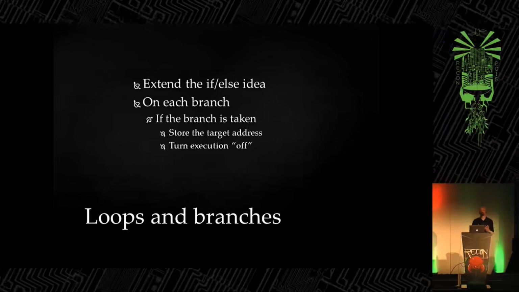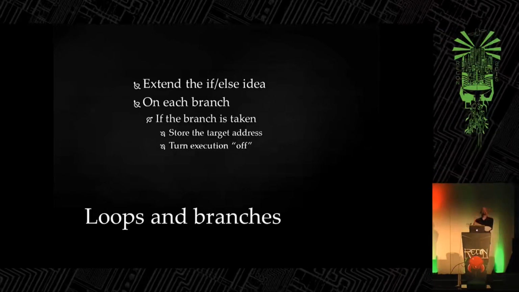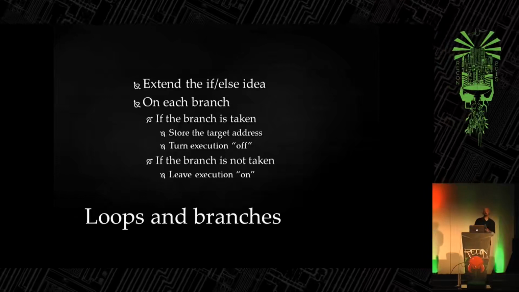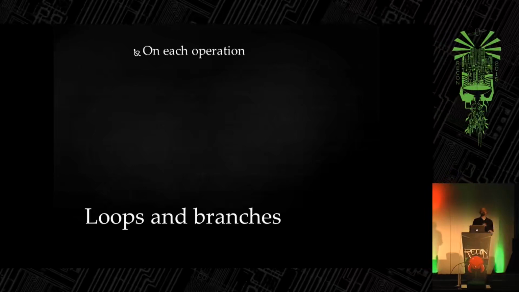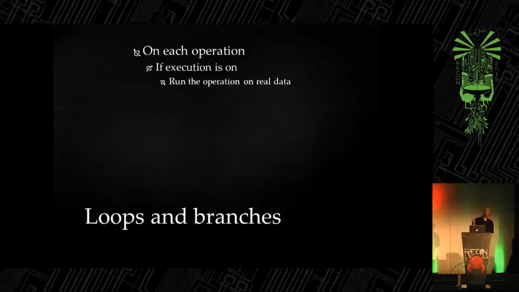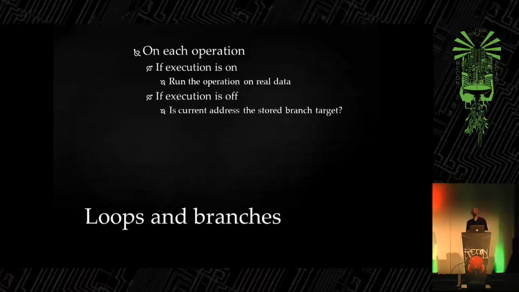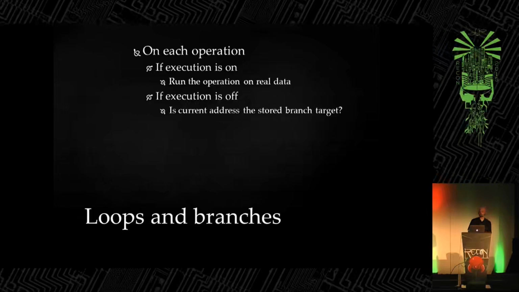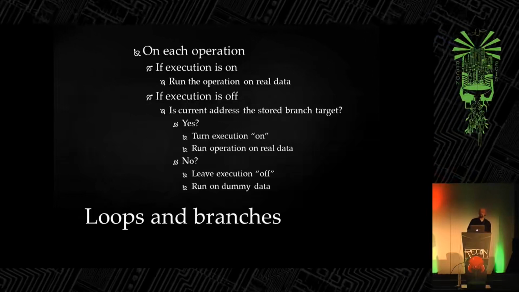And when I say turn execution off, I mean simply switch all your pointers over to dummy data so that anything that executes will not have an effect on the real system state. On the other hand, if the branch is not taken, simply leave execution on and work on real data. Then on each basic operation, not every move instruction, but each primitive operation you're trying to perform, you're going to check, is execution on? If execution's on, just run the operation on real data. If execution's off, you need to check, should I turn execution on? In other words, is the current address the stored branch target? If it is, turn execution on and run the operation on real data. If it's not, turn execution off and run it on the dummy data.